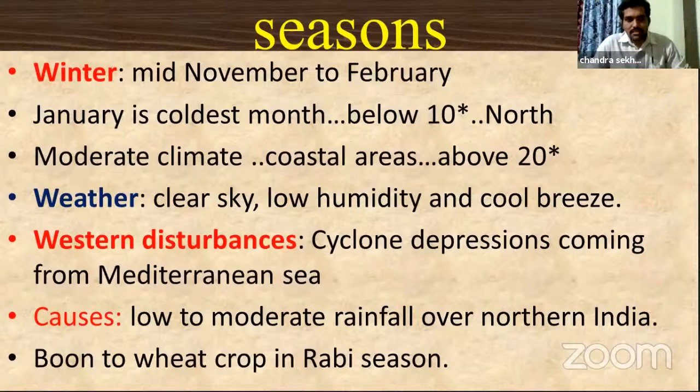At the same time, in winter season, a moderate climate is there particularly in coastal areas. In the eastern and western coastal areas, temperatures are recorded above 20 degrees in winter season also. In the earlier class, we discussed land breezes and sea breezes. Because of the sea breezes, the climate is moderated. That's why in winter the temperatures increase, and in summer the temperatures decrease, because of the sea breezes. That's why coastal areas have a moderate climate above 20 degrees.